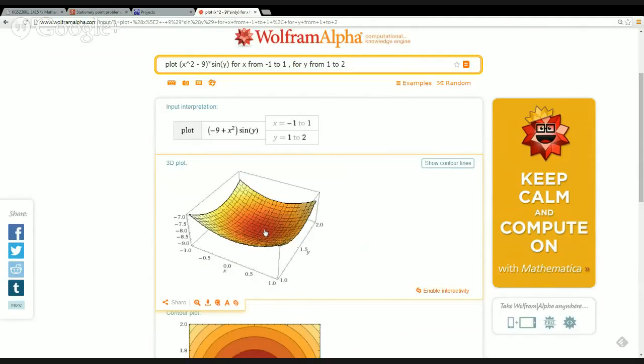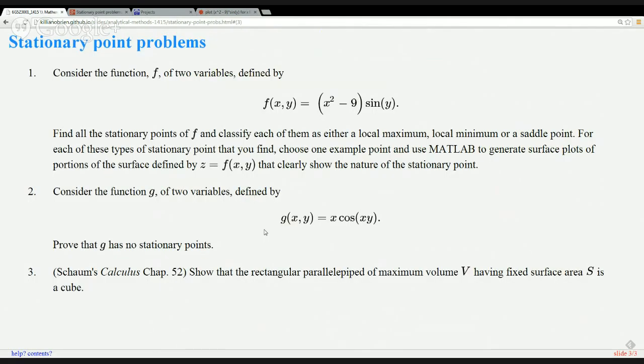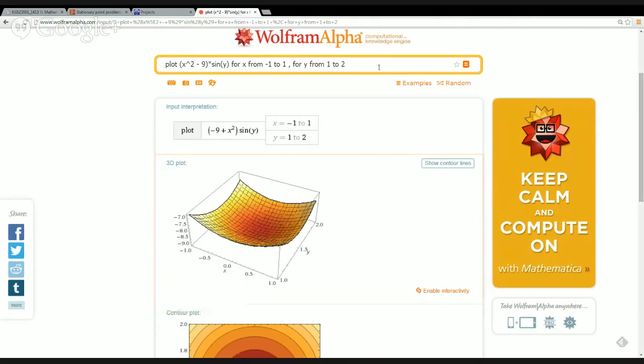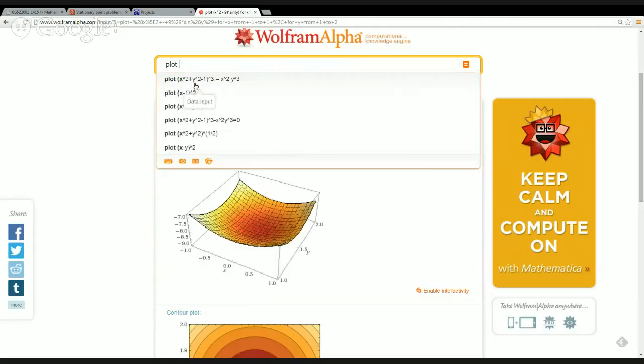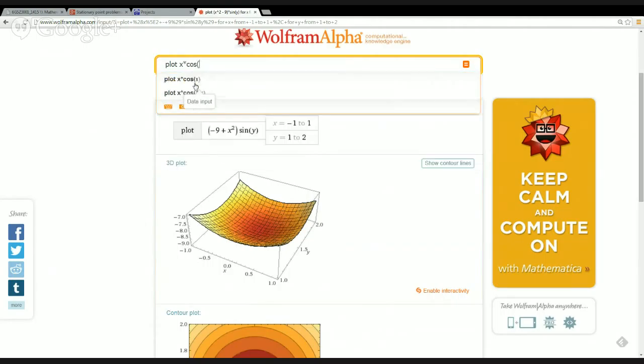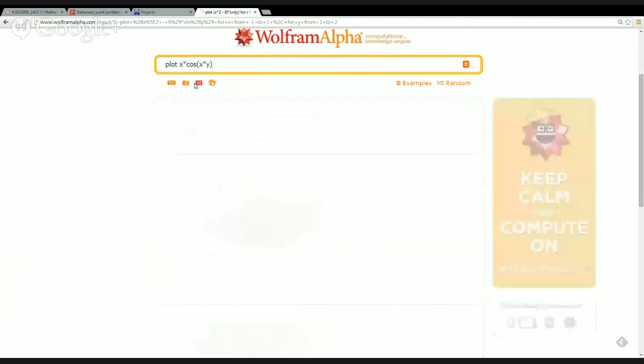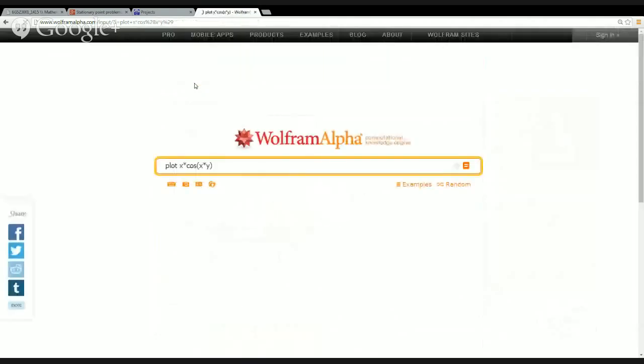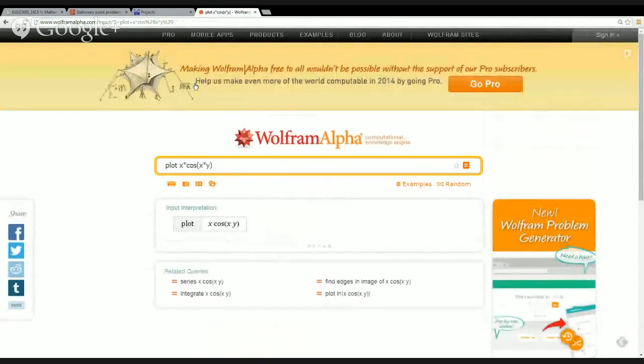Second question there. Okay, this should be shorter, showing that this function g of x, y has no stationary points. And we could try looking at the graph. But perhaps we shouldn't be seeing any stationary points on this.